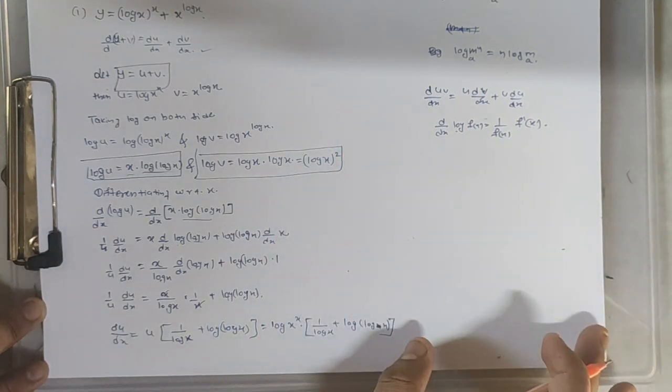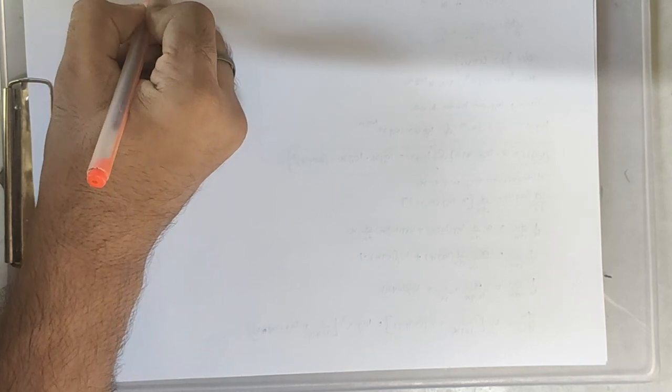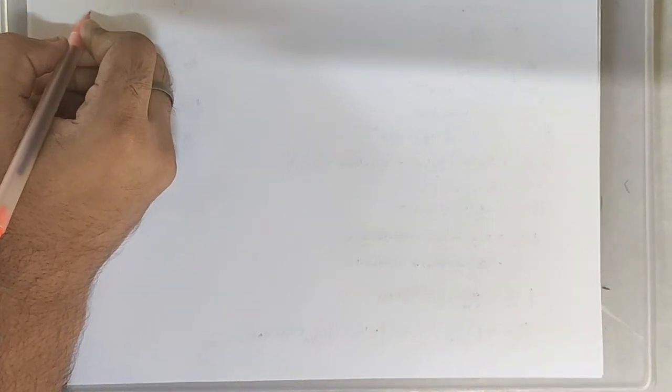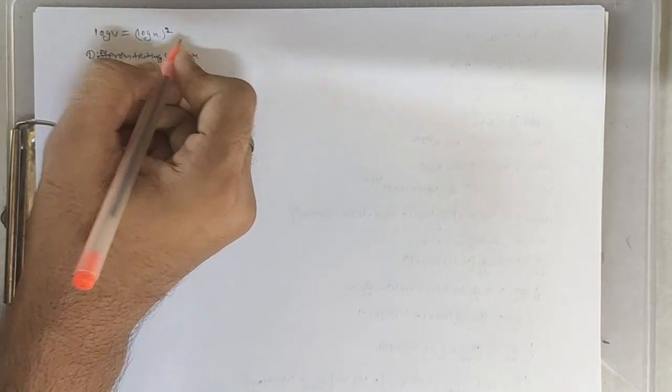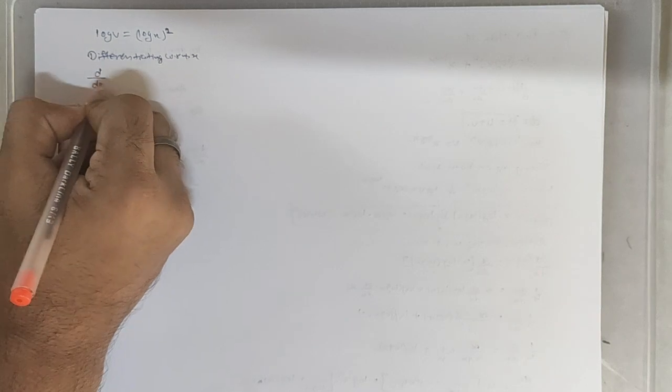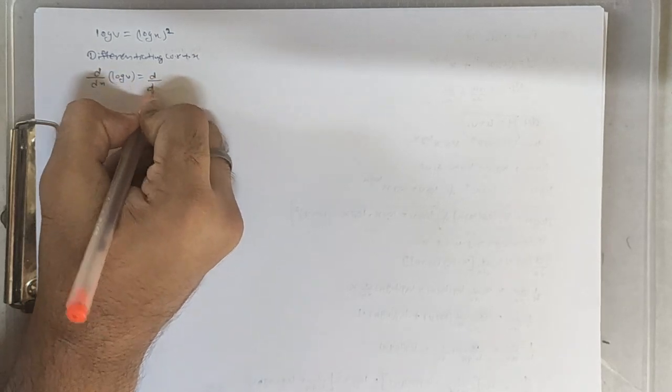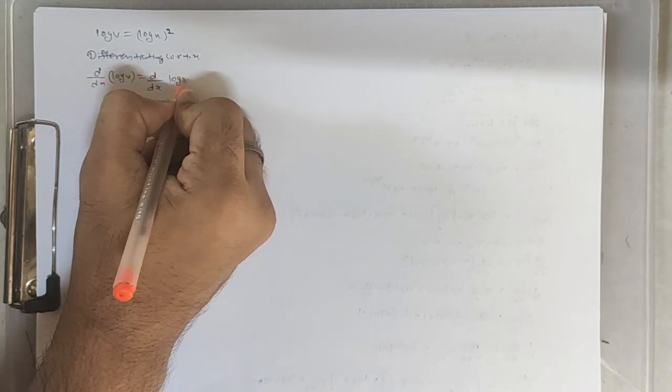Now similarly we will differentiate v. So here log of v is equal to (log x) the whole square. We have derived this in the sum. So now, differentiating with respect to x, differentiation of log v is equal to differentiation of (log x) the whole square.